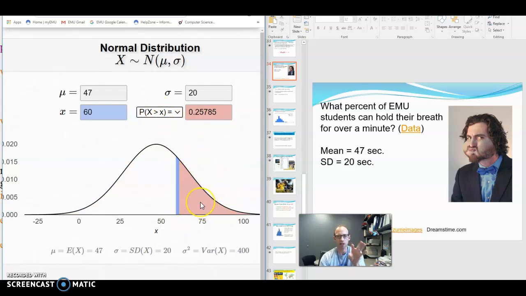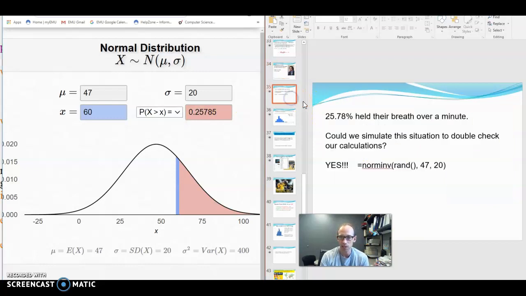Look at the picture. Let the picture help you. This is what I want. I want to hold their breath over a minute. So this is the side I want. And so we'd say 0.2578, or we could move that decimal point over 2 places, and get 25.78%, or about 25.8%.